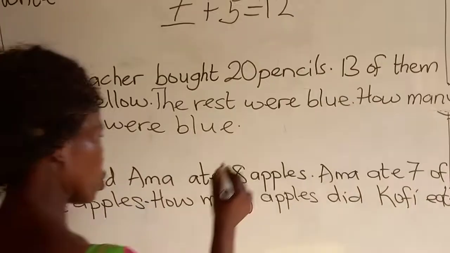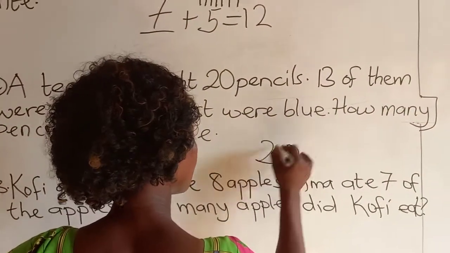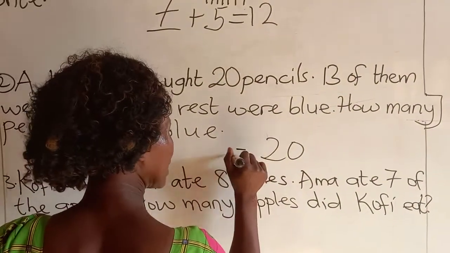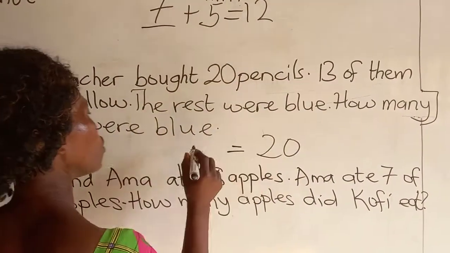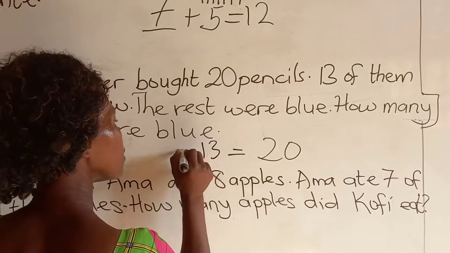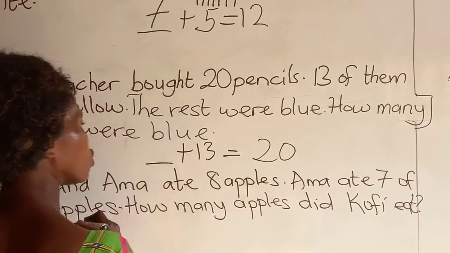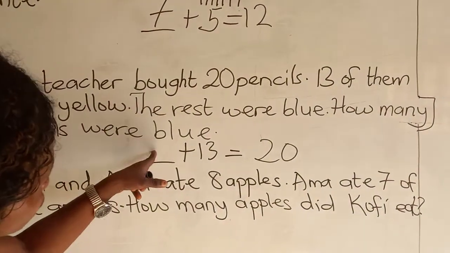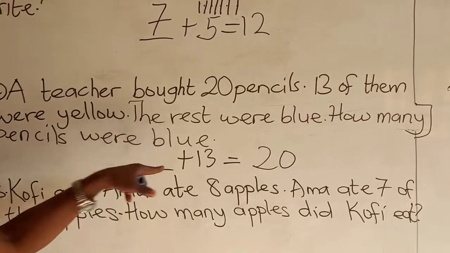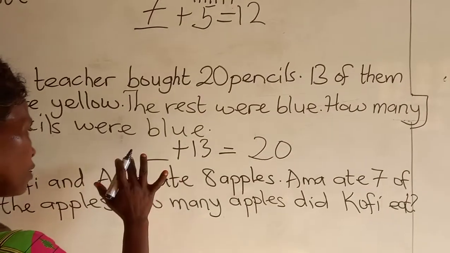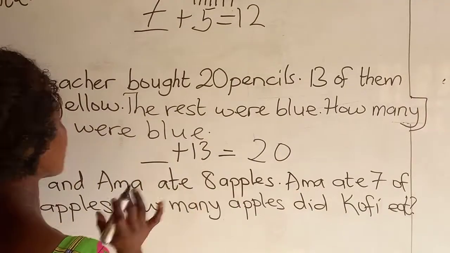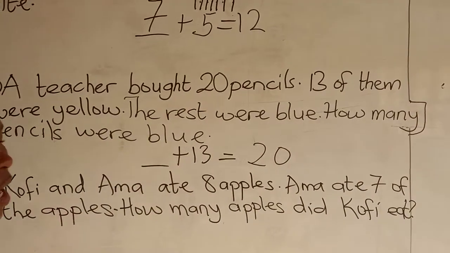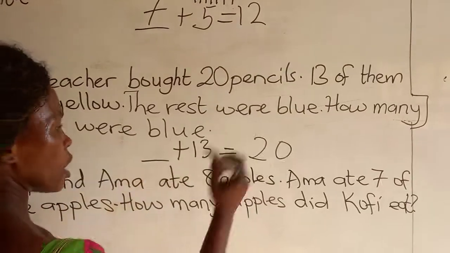The total was what? 20. Your equal to sign. How many were yellow? 13. And the rest are what? Blue. So we don't know it. So we have to look for the missing number. And we have dash minus 13 giving us what? 20.